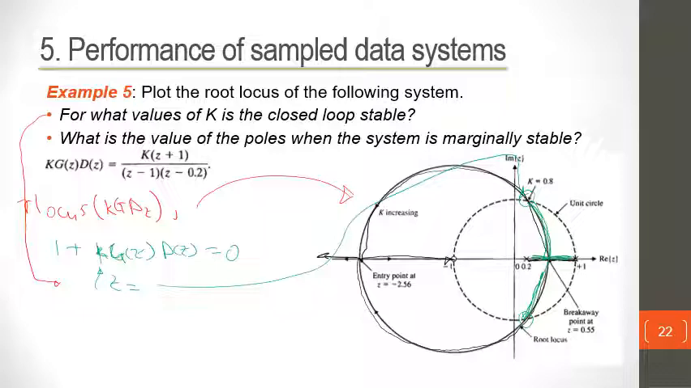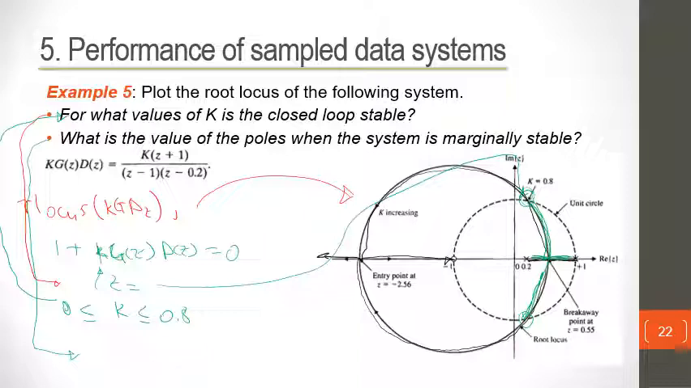In this case, we see that at this point k is 0.8, so we can say from 0 to 0.8. This has already been calculated, so this would be the range of k for which the closed loop poles are stable. And what is the value of the poles for when the system is marginally stable? What is the point here? You can zoom in here. You can use your diagram to zoom in. What would be these values of z here? You can zoom in and find out from the diagram.